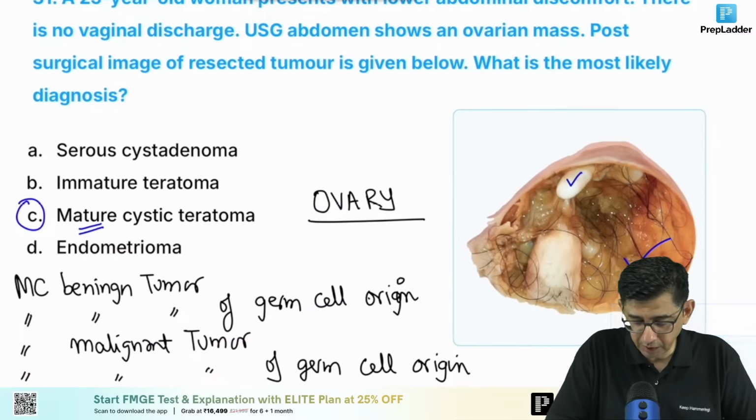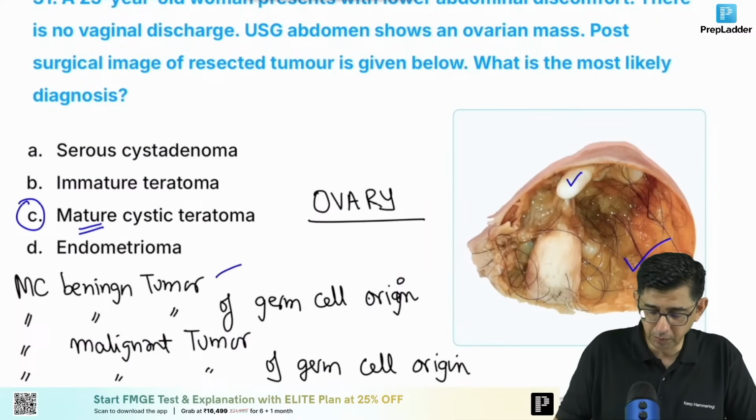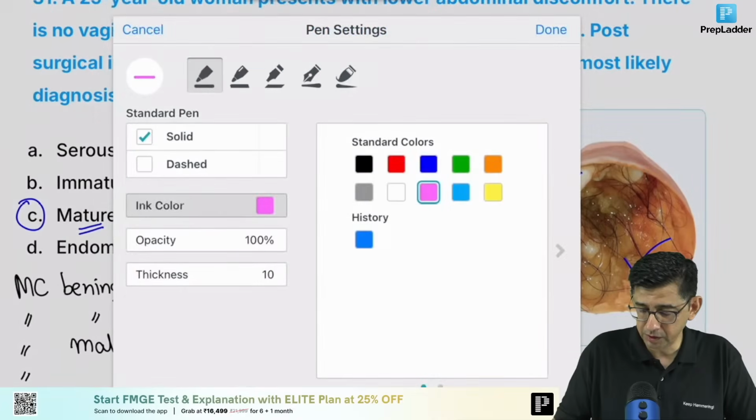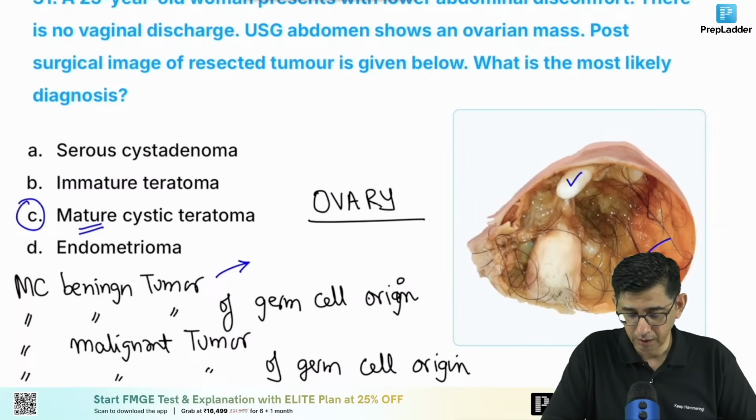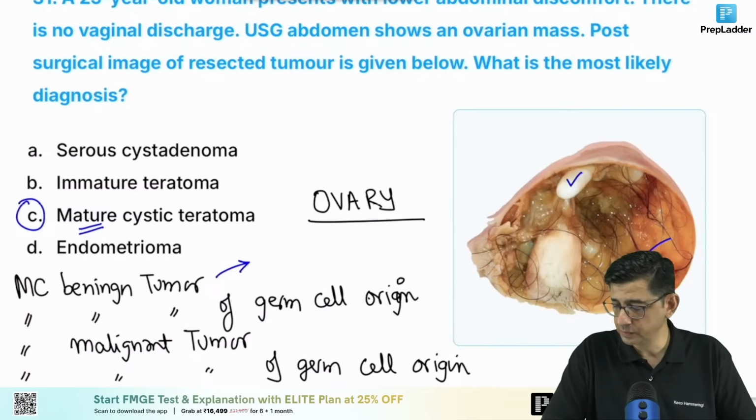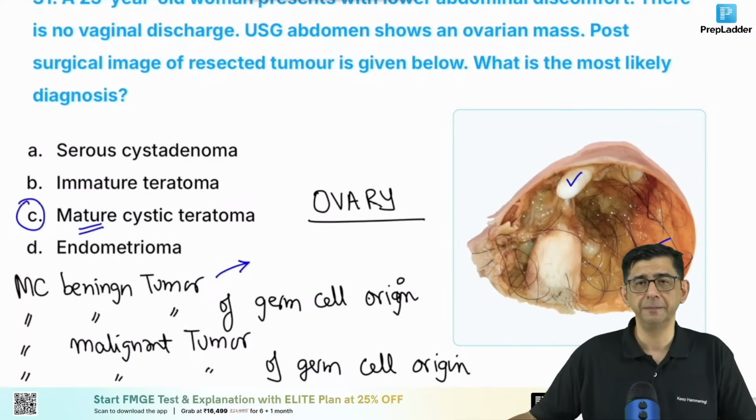Hit the comment button with respect to what is overall the most common benign tumor of the ovary. Waiting for your answers, and do take care of the spellings there. The most common benign tumor of the ovary would be, yes guys, benign tumor of the ovary.